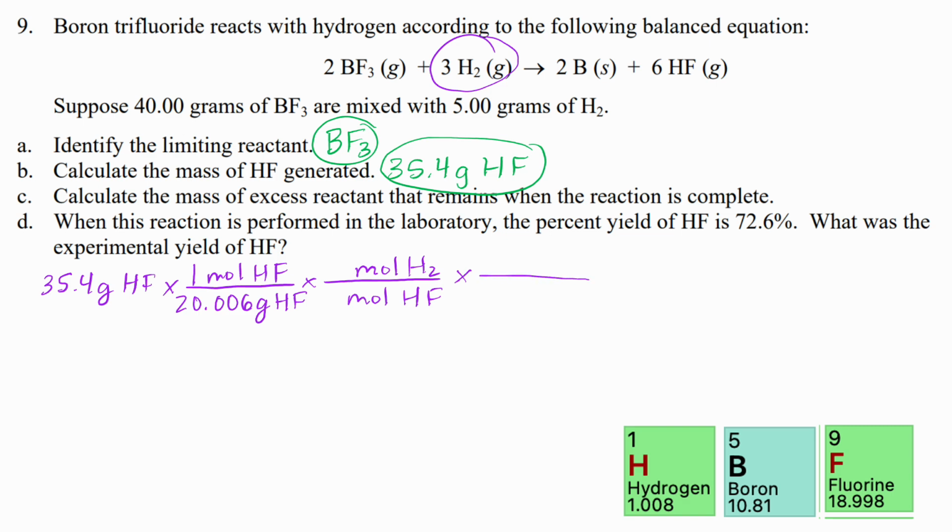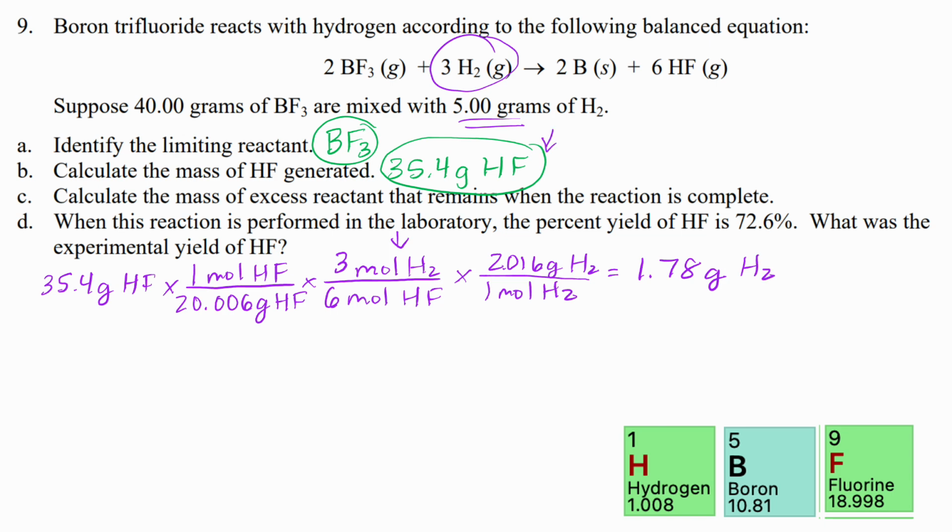So we're getting rid of HF and we are ending up with our excess reactant, which is H2. And then because we were given 5 grams, we want to be in grams. So in 1 mole of H2, that's the molar mass of H2. And then remember, mole ratios come from the balanced chemical equation. So 3 and 6. So now we can go ahead and solve 35.4 divided by 20.006. We're going to multiply by 0.5 and then multiply by 2.016. So that gives us 1.78 grams of H2.